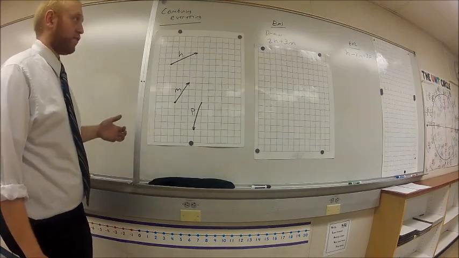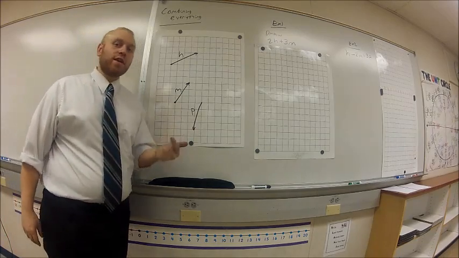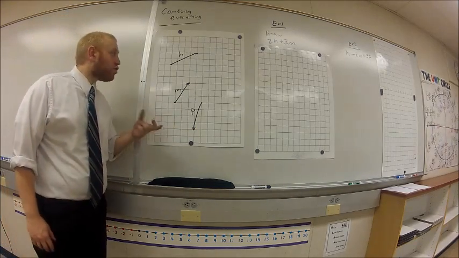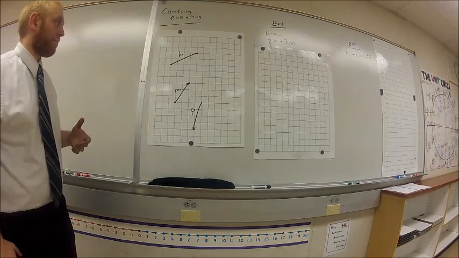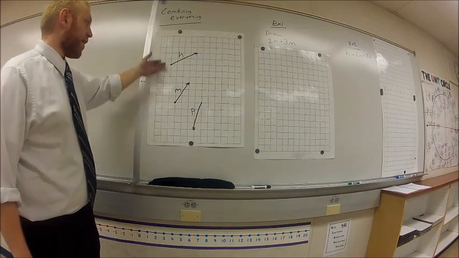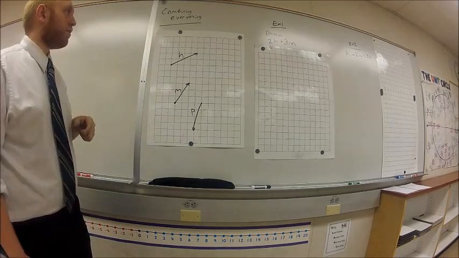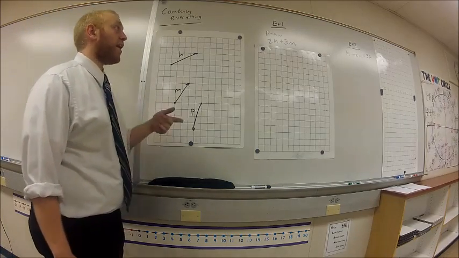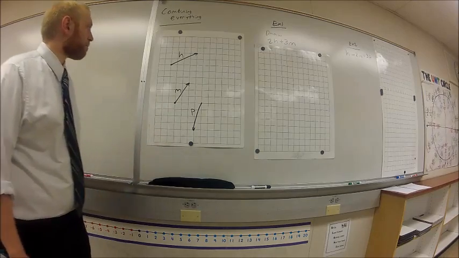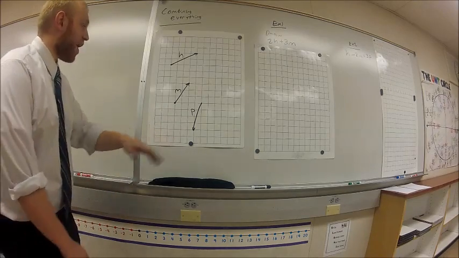Now we're going to combine everything. We're going to take the additions, the subtractions, and the scalar multipliers and geometrically draw them together. So notice vector h, vector m, and vector p. Example 1. We're going to draw 2h plus 3m. Let's start with 2h.